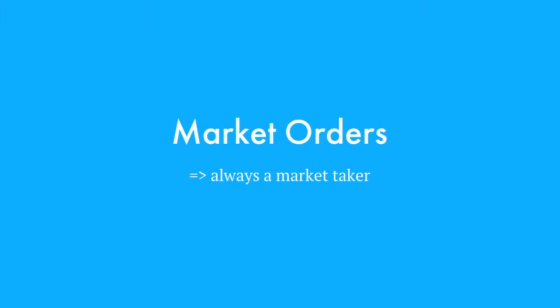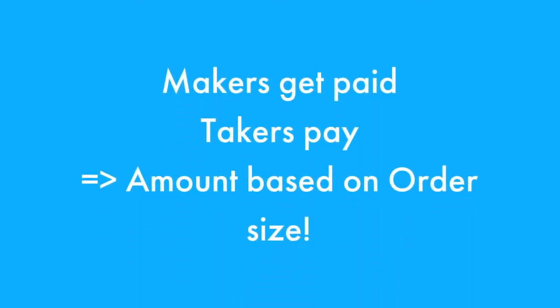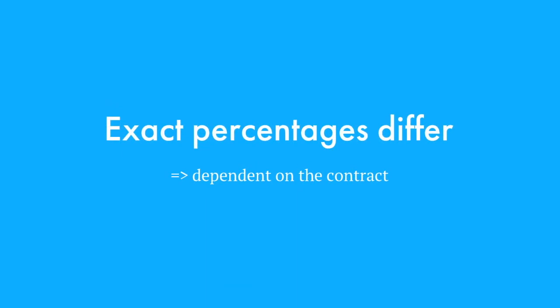Market orders always take liquidity from the order books, so a market order is always a market taker. The difference is important because market makers receive a fee, while market takers pay a fee, both depending on the order size. The exact percentages can differ for every BitMex contract and can be looked up in the contract details section.